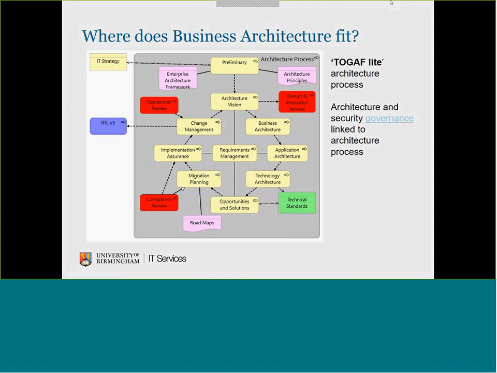This is our architecture process. As you can see, it's TOGAF-light. And there's the basic TOGAF. The red boxes represent the governance processes for it and for the architecture as a whole, that we provide the principles, roadmaps, and technical standards.